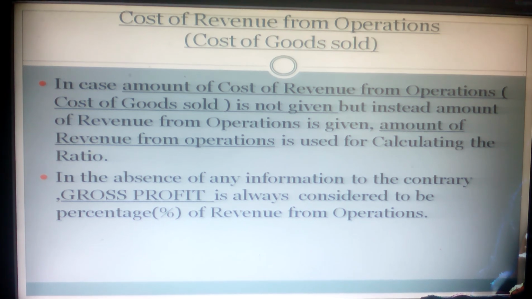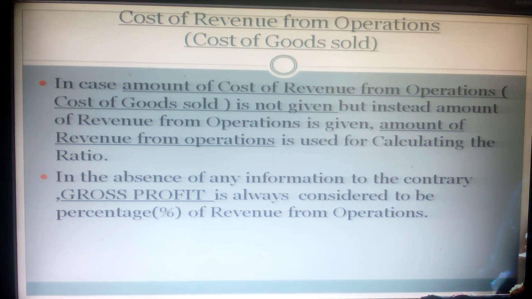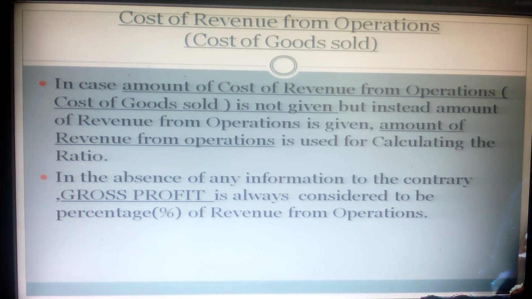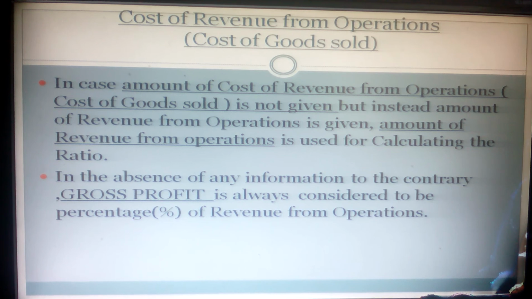Suppose in the absence of any information, they are not given cost of revenue from operation and also not given cost of goods sold or revenue from operation, we are going to take gross profit, which is always considered to be a percentage of revenue from operation. That is the point you keep in your mind.